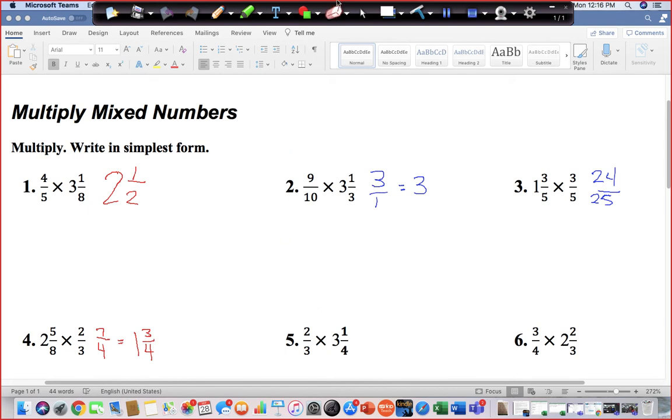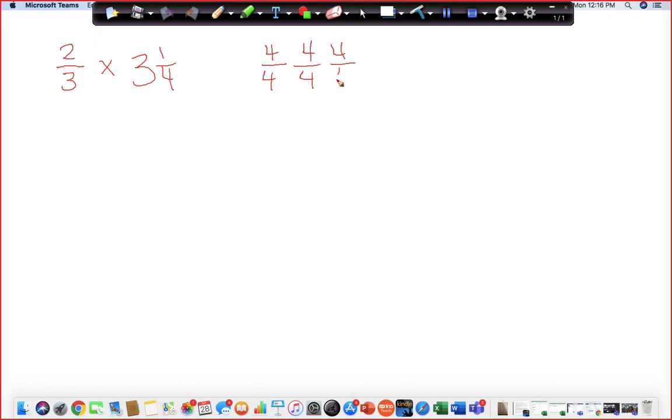Okay, number 5 is 2/3 times 3 1/4. Again, this is in fourths, so if we were doing 3 wholes, that's 1, 2, 3, and then we have 1/4 still. Add them together. 4 plus 4 plus 4 is 12, plus 1 is 13 over 4. Or you can do the shortcut. 4 times 3 is 12, plus 1 is 13. Your denominator does not change. Remember, your denominator is the bottom number.